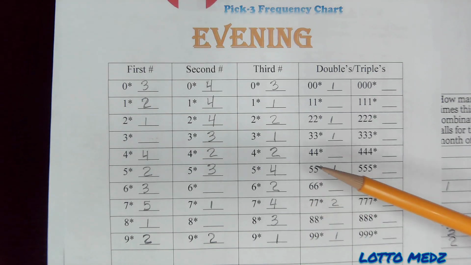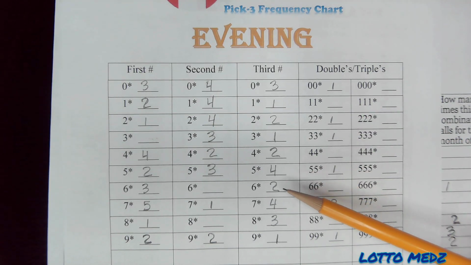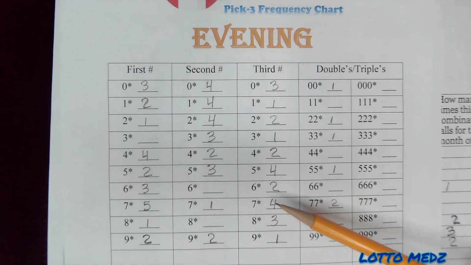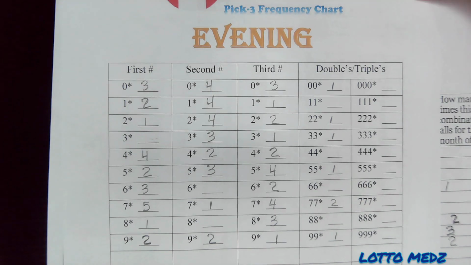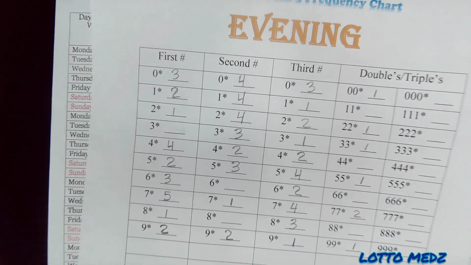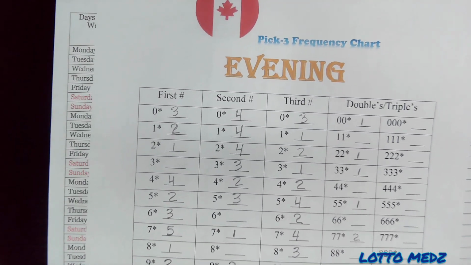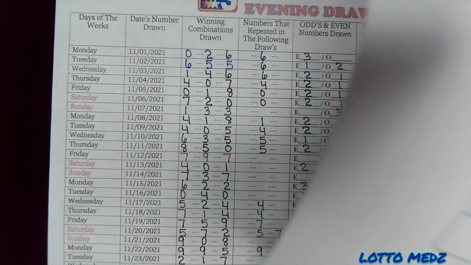Okay, so now for the third numbers, I'm going to show you on your mirror and your flip sheet how you could even narrow in again with the third numbers. So I'm just going to move this frequency sheet for the evening out of the way.